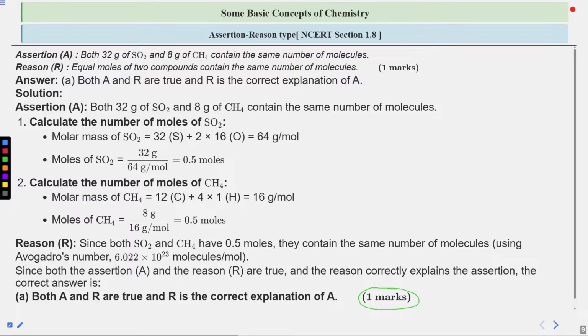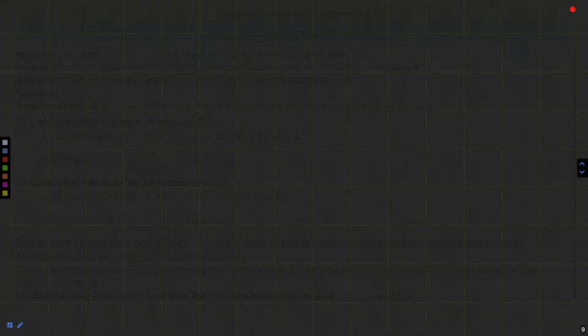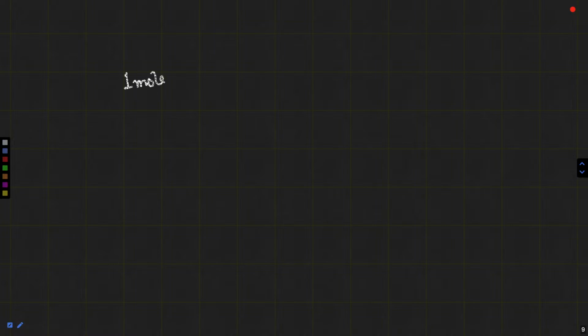Okay, so again I am explaining. First of all, we have calculated the molar mass, and then we have used it to calculate the number of moles, which comes out to be the same for sulfur dioxide and methane, which is 0.5 moles. Now what will be the number of molecules in 0.5 moles? So it's very easy. We know that 1 mole of any entity will contain 6.022 into 10 to the power 23 particles. Okay, so we have been doing this since the start of the chapter.